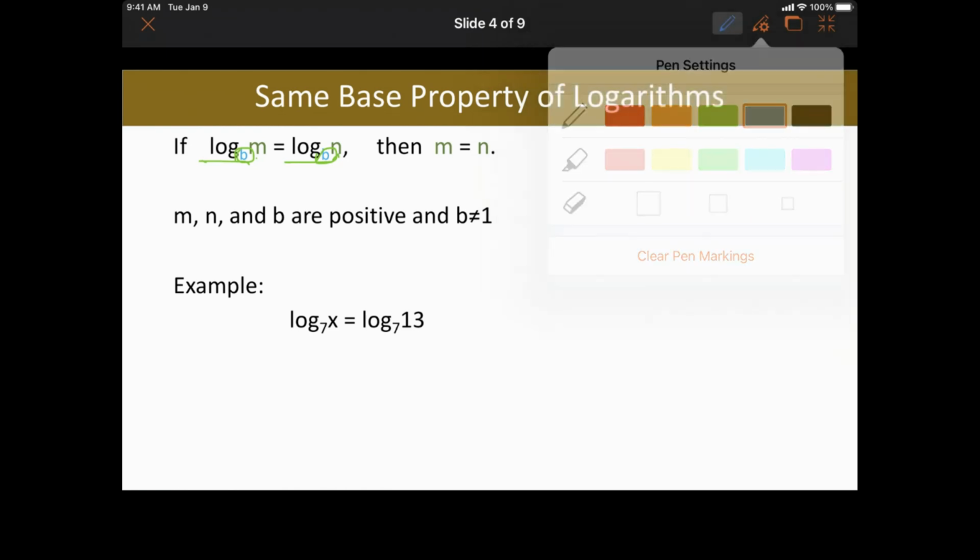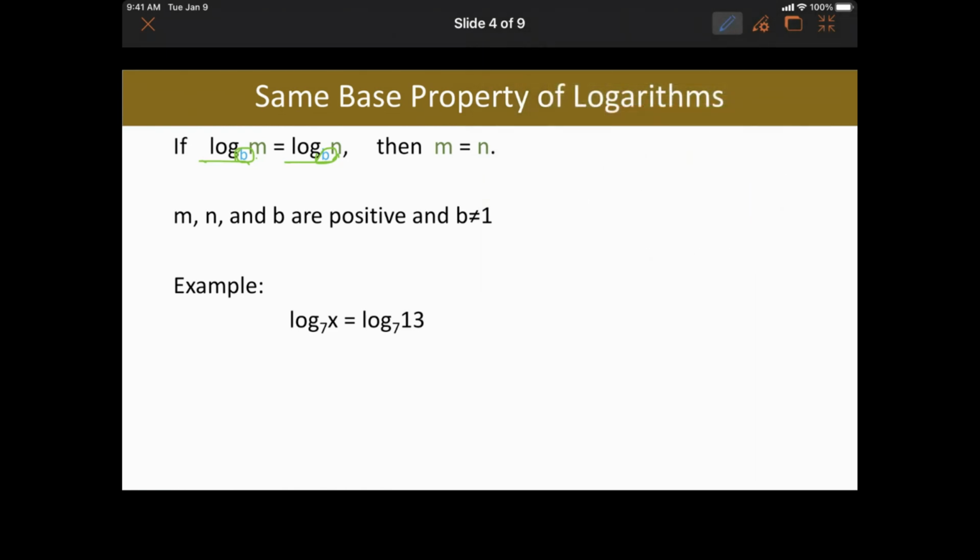So let's look at this example. I have the base 7, and there's a log on both sides, a single log. Therefore, the arguments are equal. Ta-da!